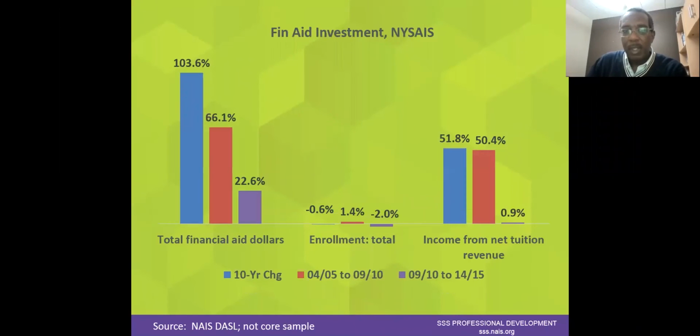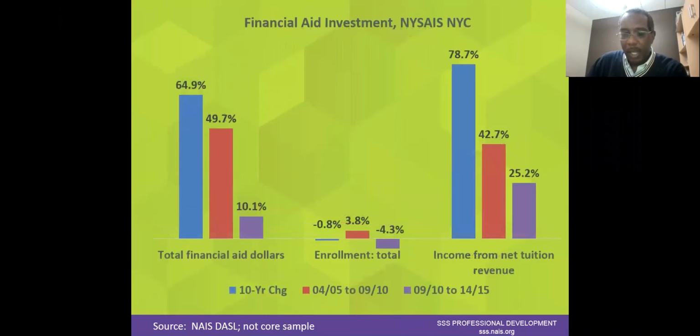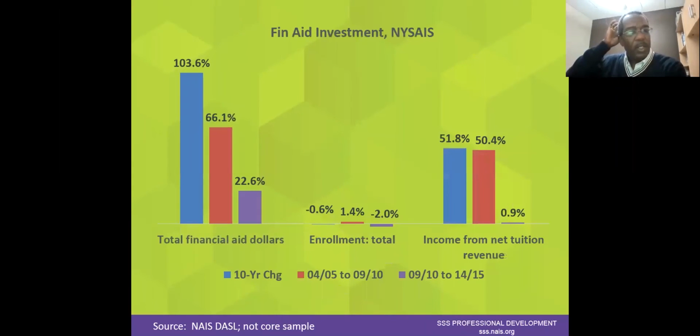So let's look at the financial aid investment chart. The first one looked at who's applying. Are you getting more demand? Are you getting more eligible students? And are there more or fewer students receiving aid?